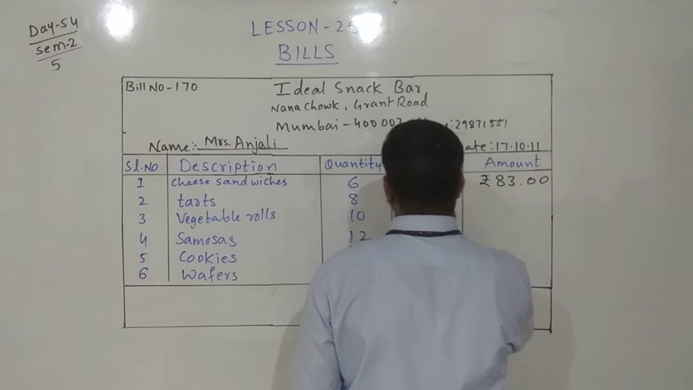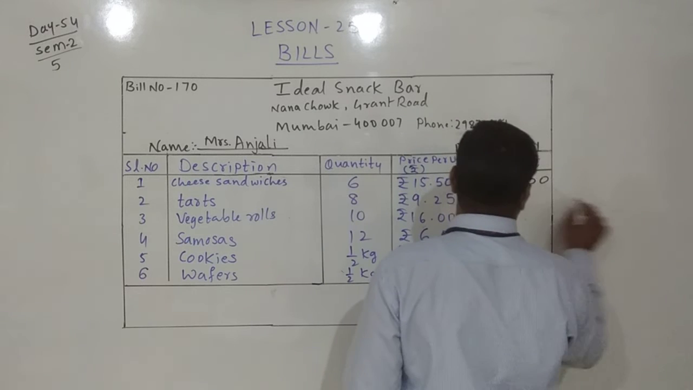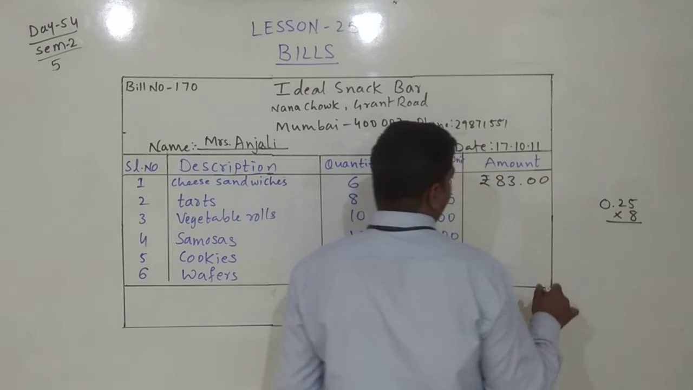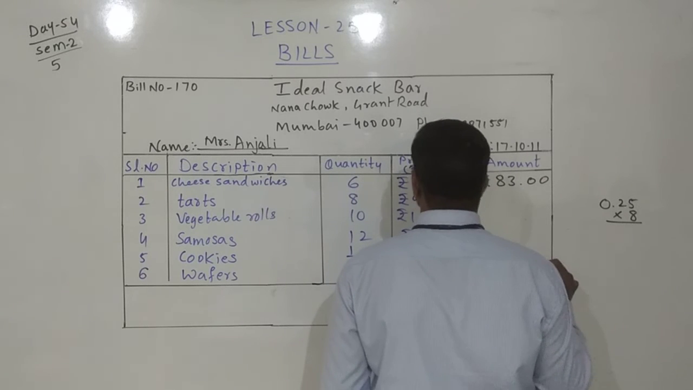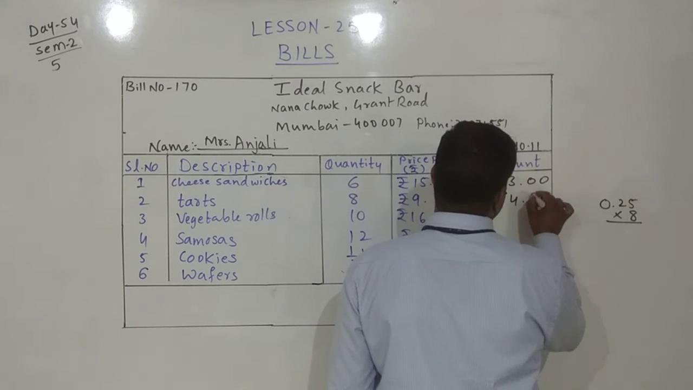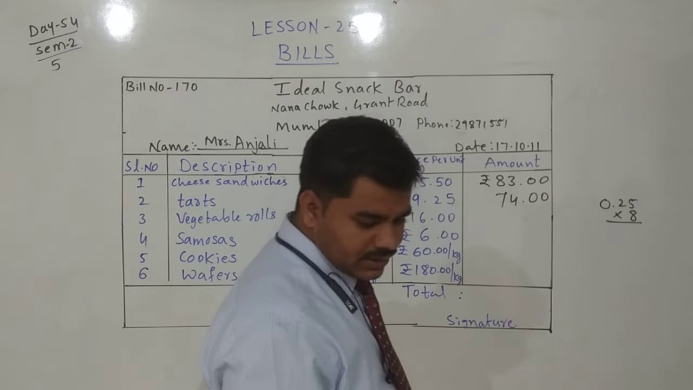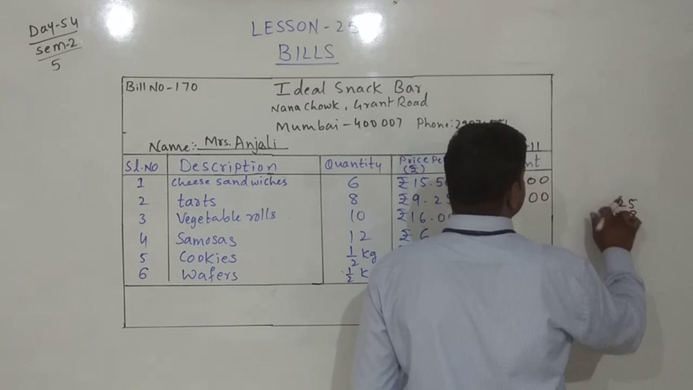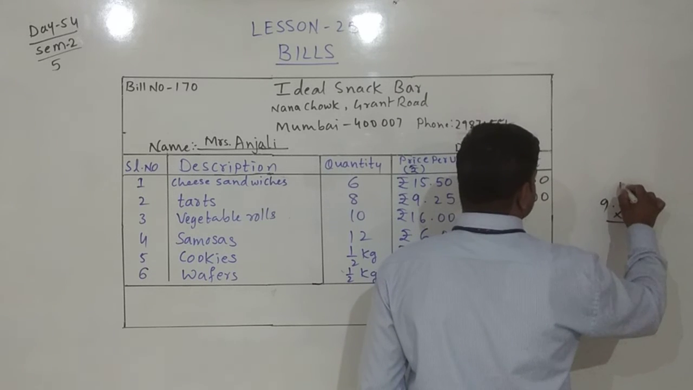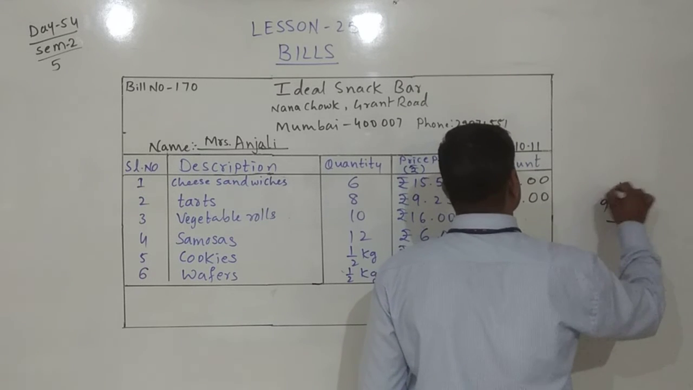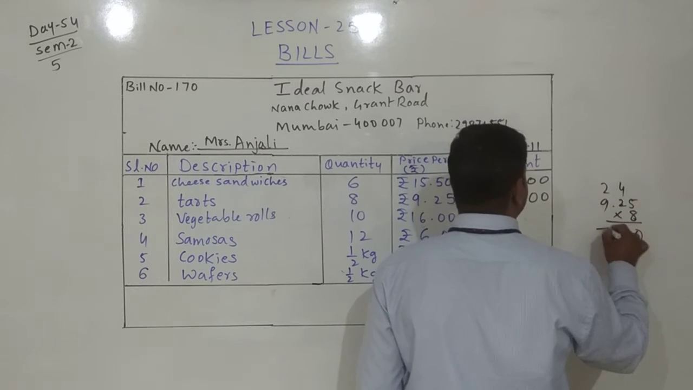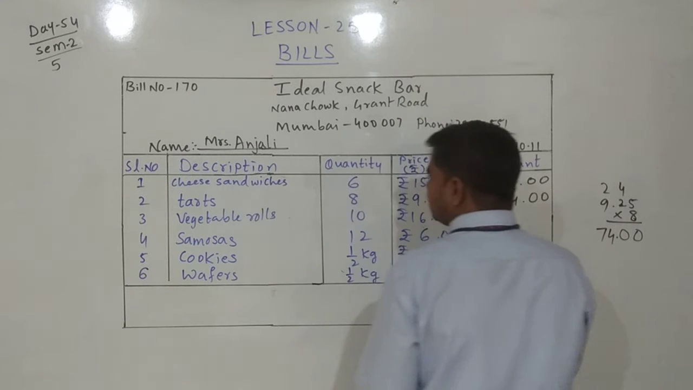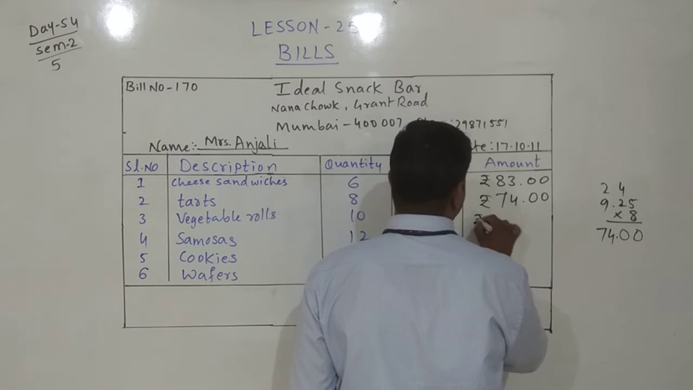And here 9.2 into 8, 9 8s are 72. 0.25 into 8 times it is 2, then 74.00. Yes, here you can multiply 9 point. 5 8s are 40. 9 8s are 72, plus 4, 74, two decimals. Then next is 16 into 10, 160.